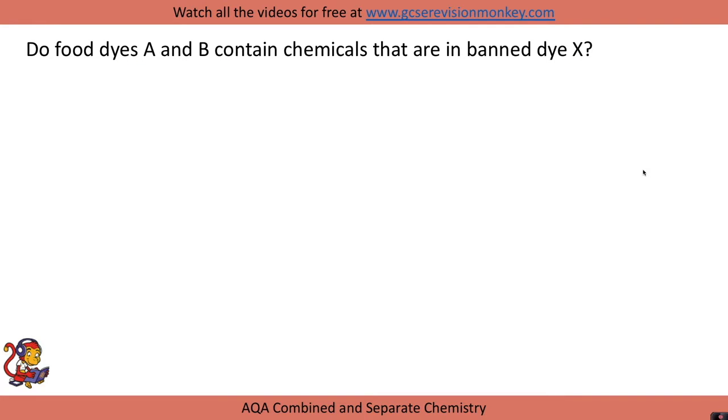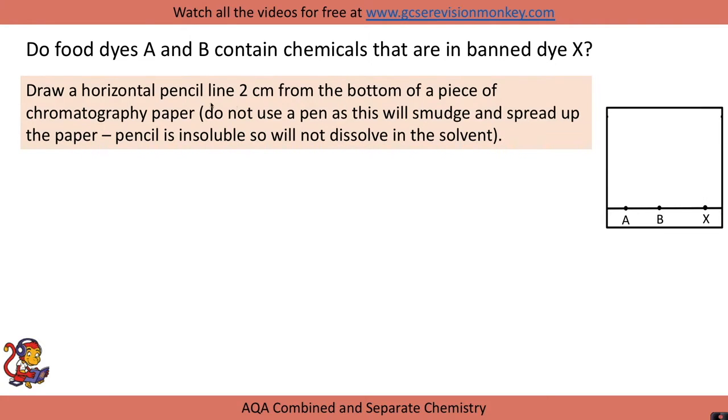In your exam, they might not talk about food dyes, they might be talking about inks or another random coloured substance, but the process is exactly the same. What you need to do to start off with is draw a horizontal pencil line around 2 centimetres from the bottom of a piece of chromatography paper. Do not use pen, as this will smudge and spread up the paper. Pencil is insoluble, so will not dissolve in the solvent. So this line here that we draw on must be drawn in pencil.